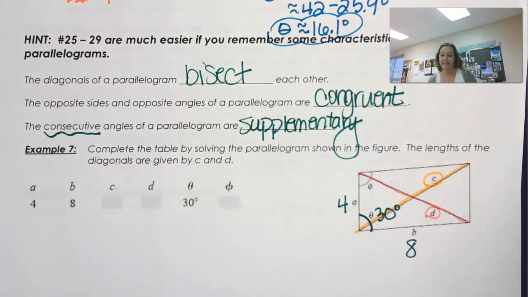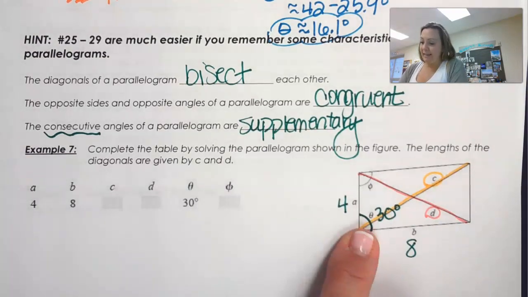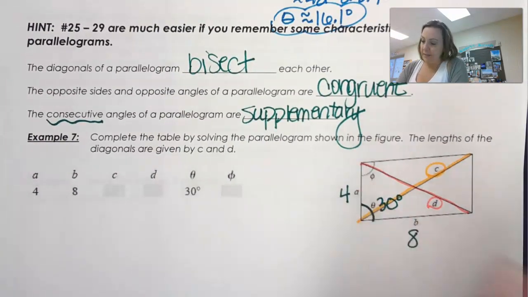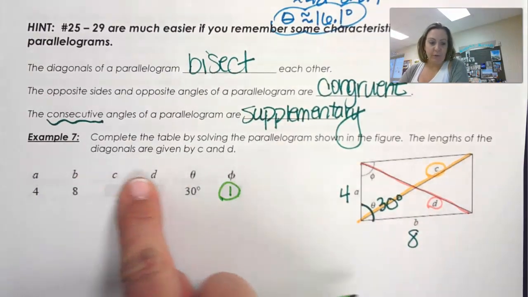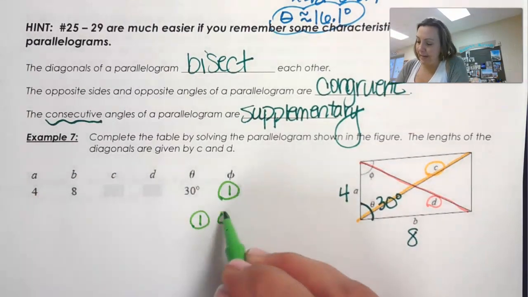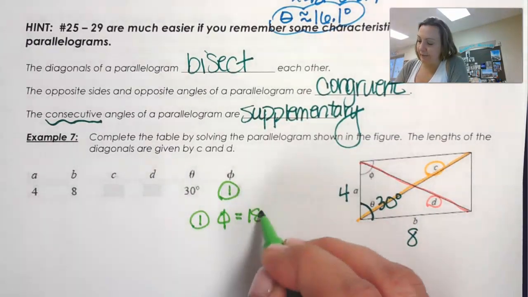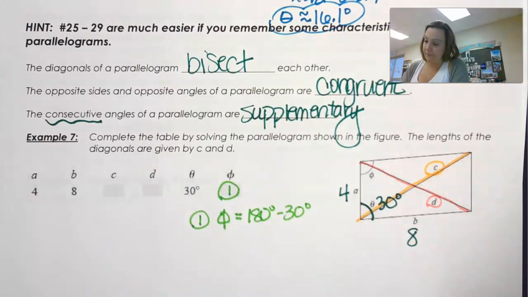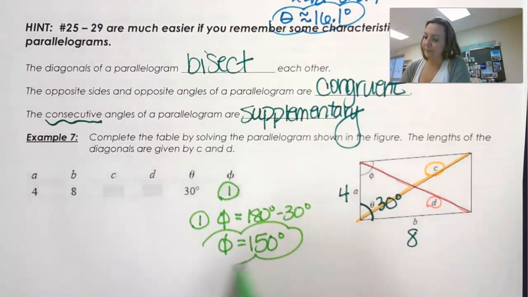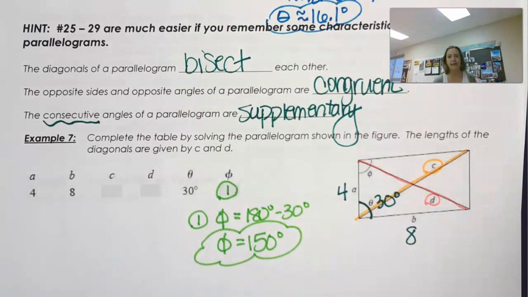Well, one really easy thing that we could find right away is what phi is. We see that theta and phi are marked in this figure as consecutive angles. So I'm going to find this one first. We don't always have to go in order, okay? So to find phi, I'm going to take 180 degrees minus 30 degrees, okay? And so that is going to give me 150 degrees. So that's part of it, okay? Now that I know that that angle is 150, let's see what else I could do.